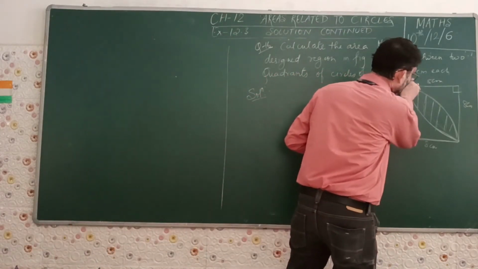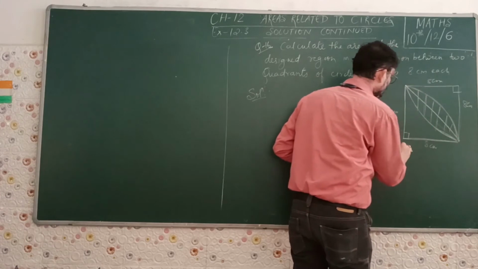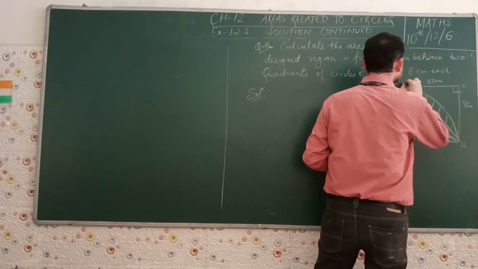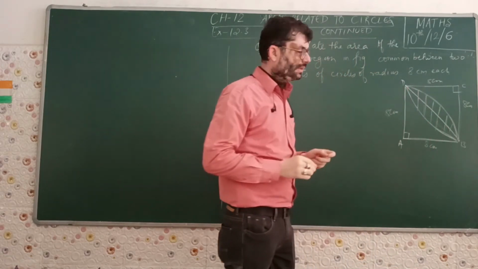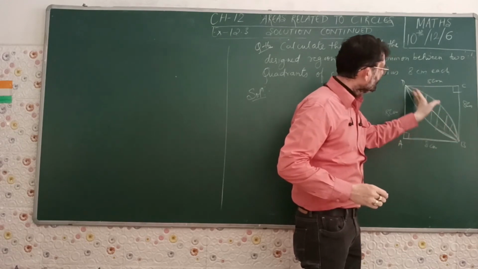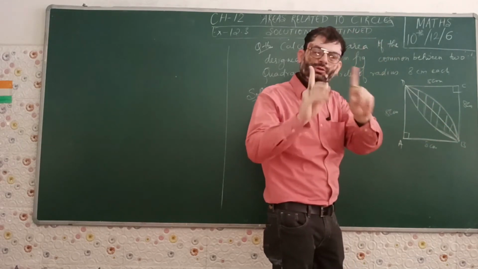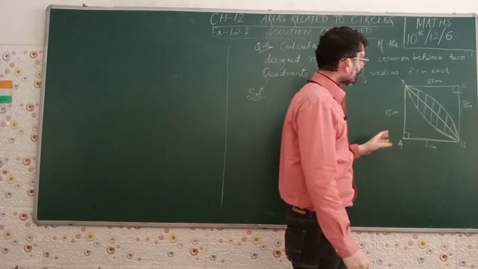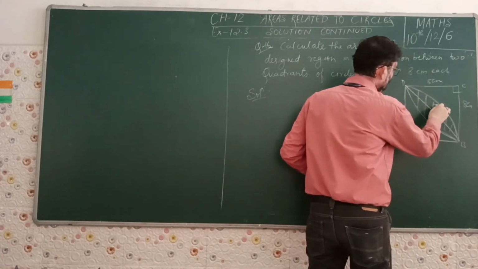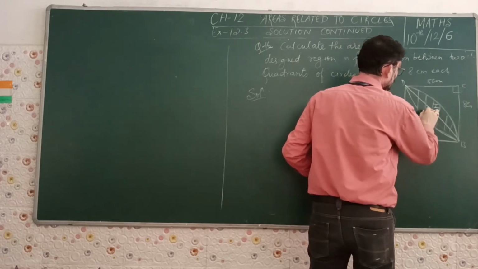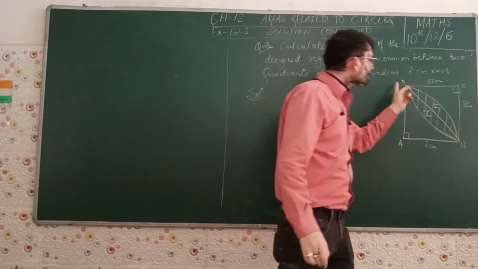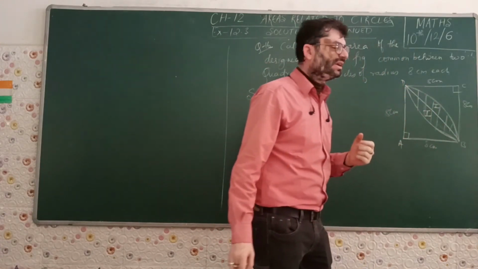Just join the two opposite ends this way. First, make the square as ABCD, and join BD. Now, if you observe, leave this part. As soon as you join BD, the total shaded region is divided into two equal parts. Say part 1 and part 2. These are the two equal parts into which this line BD will divide the shaded region.